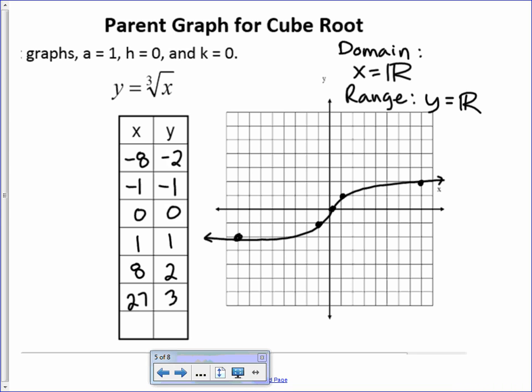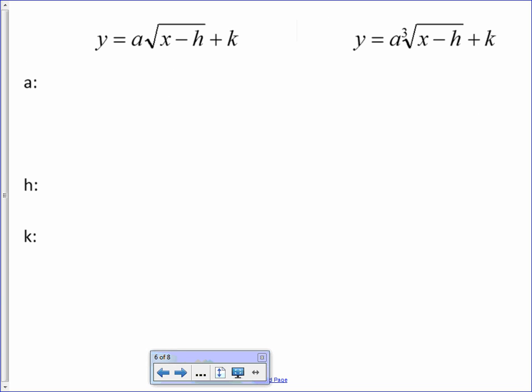Okay, so I would like you really quickly to have a conversation with the people around you. In the middle of the page there, what do A, H, and K do to your graphs? So talk to your shoulder buddies, or if you want, form small groups with your shoulder buddies. What do A, H, and K do? Don't be shy. Skylar, what'd you guys say?